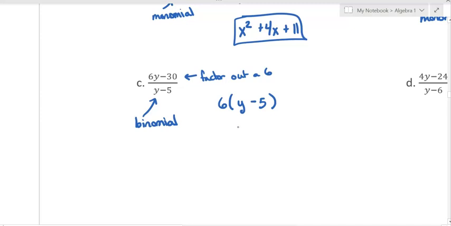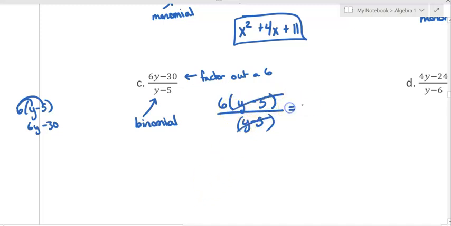So just picture distributing it real quick. You don't have to write this out. This is just what I'm picturing in my head. 6 times y is 6y. 6 times negative 5 is negative 30. Okay, so that works. So now over y minus 5. So y minus 5 over y minus 5 can cancel, and you're just left with 6.